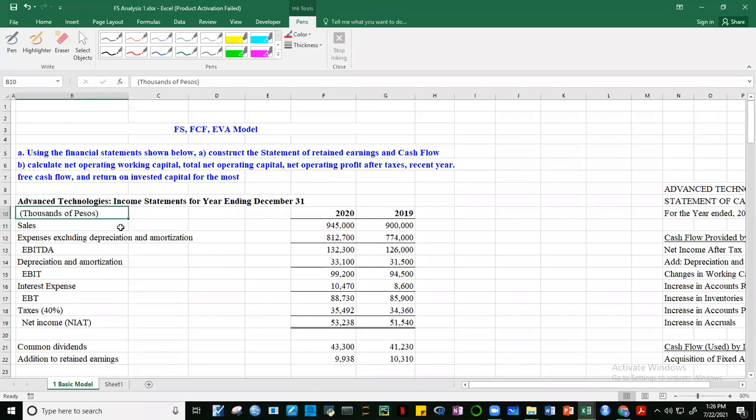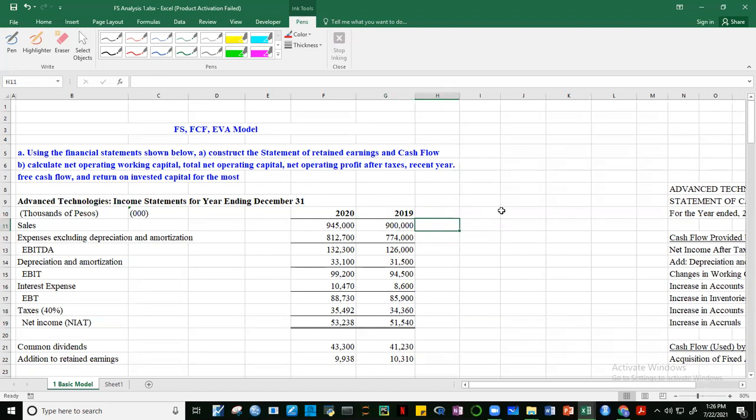By the way guys, these are in thousands of pesos. Ibig sabihin, dapat lalagyan natin ng 3 zeros yan. Sometimes you see this notation, open parenthesis 000, ibig sabihin nun, in thousands. So, sometimes you see thousands of pesos, sometimes you see this. So this is actually 945 million, kasi it's 945,000. But let's just read it as 945,000. Sales increased in 2020 by 45,000, di ba? By how many percent did it increase?